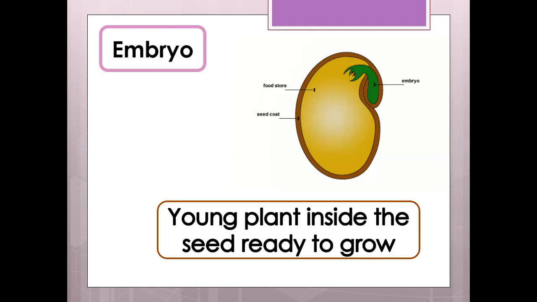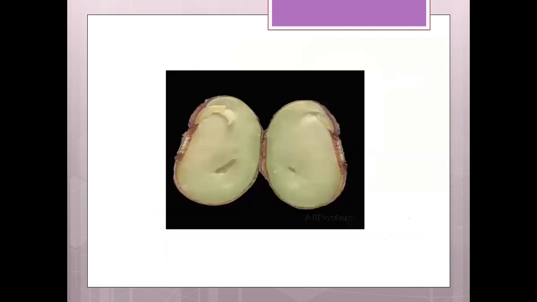How does this embryo get its food? From the food store. All of this part is the food store, so the embryo will take its food from the food store. This embryo needs protection. What will protect it? The seed coat. It's the protective part for the embryo and the food store. So this is the seed as a whole.